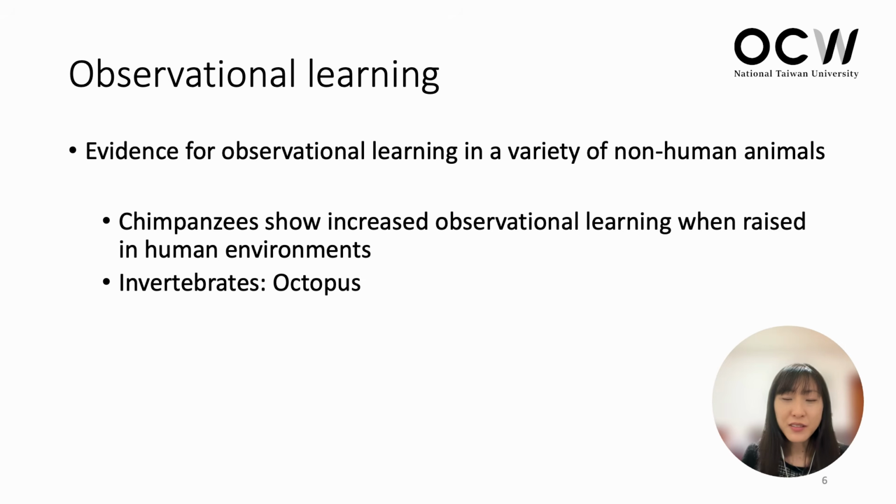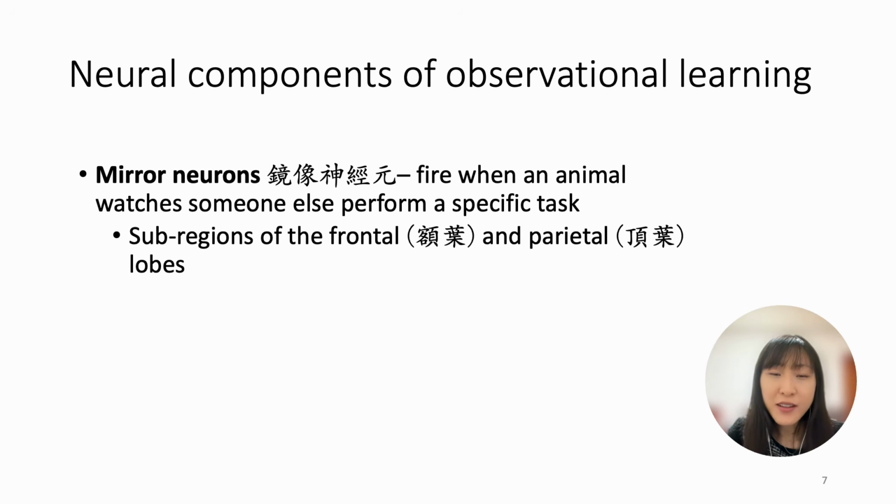Observational learning doesn't just occur in humans. There's also evidence in other non-human animals like chimpanzees, and also invertebrates like octopuses. When an octopus watched other octopuses perform a selection task, they found that it made the same choice later on. Based on advances in neuroimaging techniques, they found that when observational learning occurs, mirror neurons in the subregions of the frontal and parietal lobes show activity.